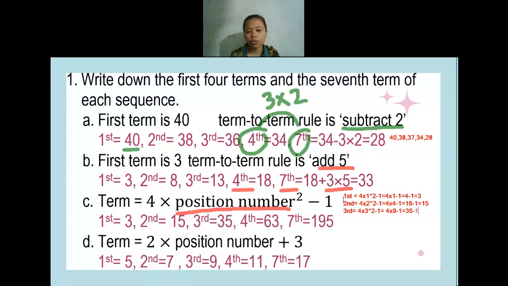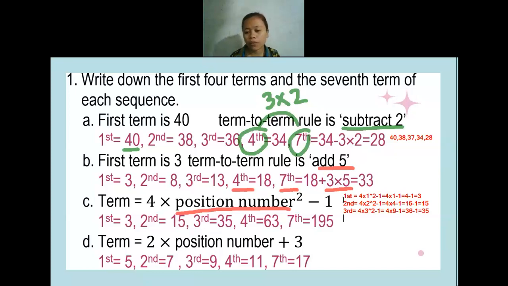Is there anyone who is confused, or maybe my explanation is still confusing? Do the same thing for the fourth term. For the fourth term, you replace the position number with number 4. If it is the seventh term, we replace the position number with number 7. 4 times 7 squared minus 1. You can calculate by yourself. The answer will be 195 for the 7th term.